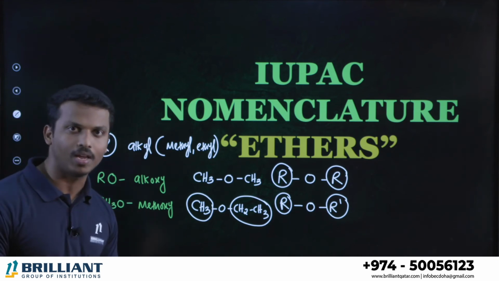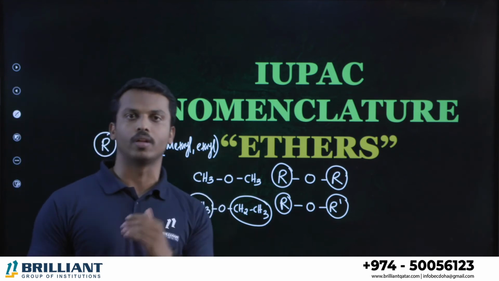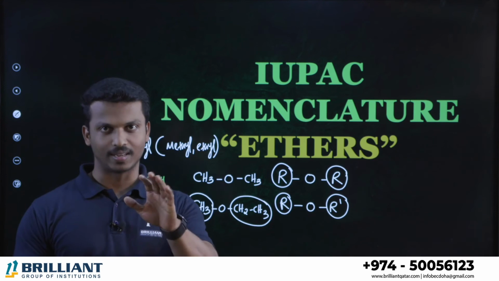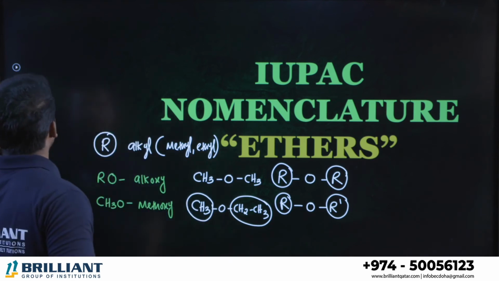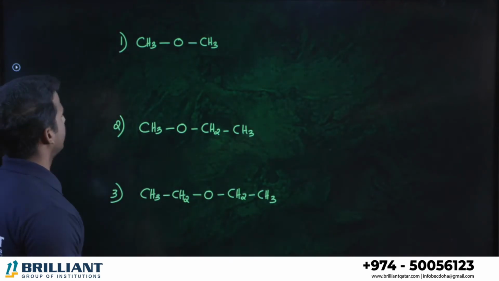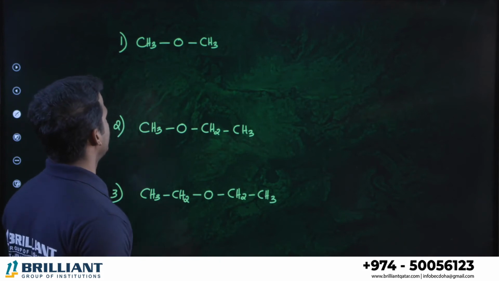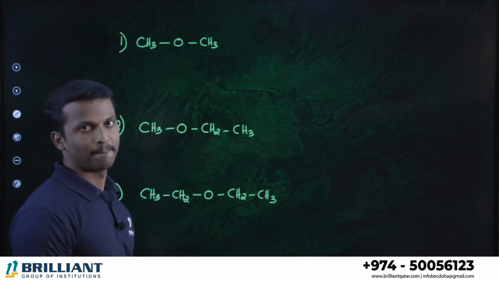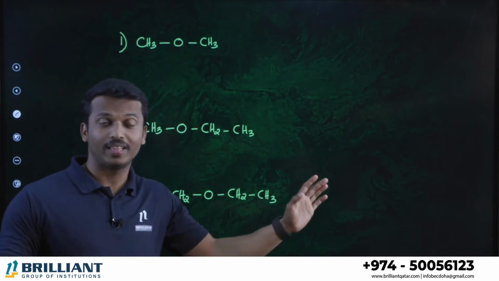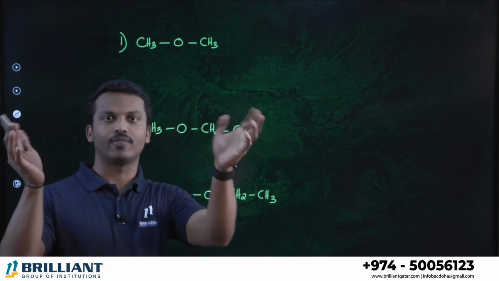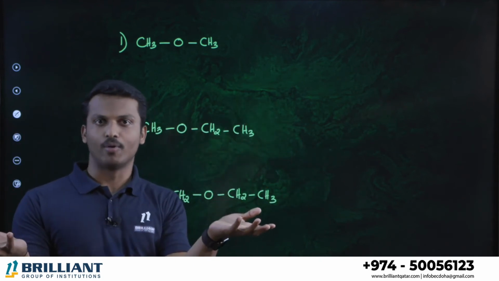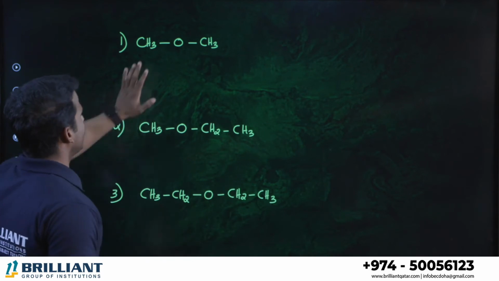Shall we go for the naming? Let us discuss the most important nomenclature of ether. Listen carefully. I'm starting with the simplest question. This is the simplest ether, CH3OCH3. Clear? How to identify ethers? One oxygen is there, and the left and right sides are connected by the same or different alkyl groups. Correct? So this is an ether.